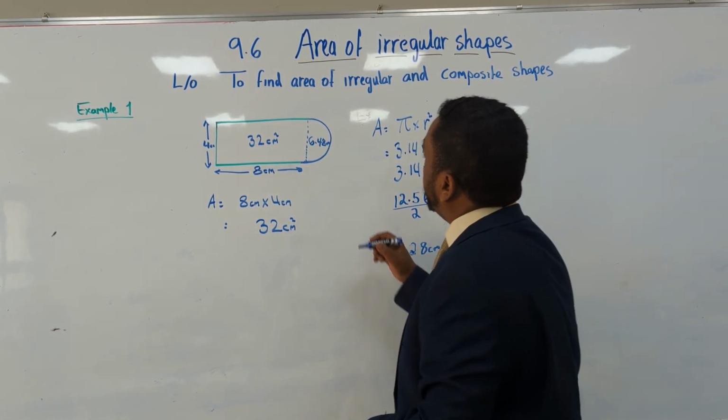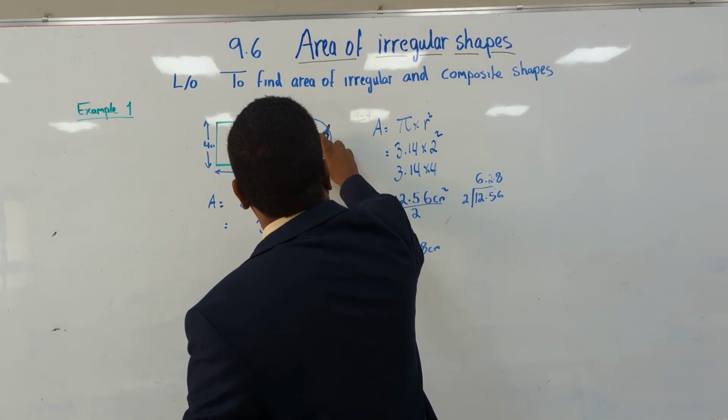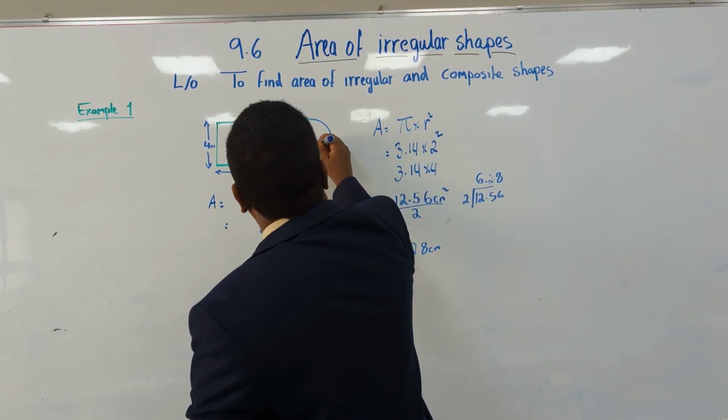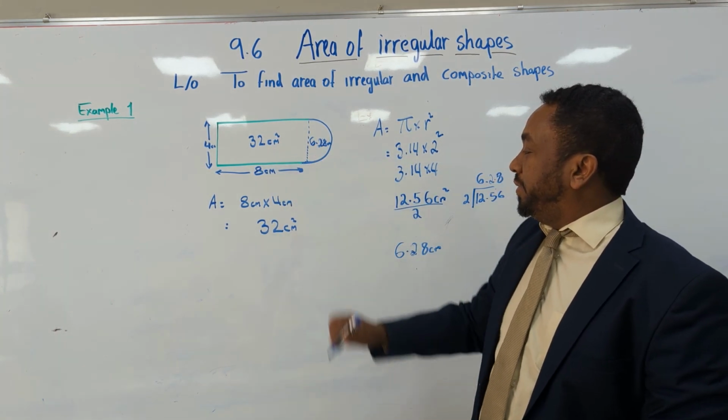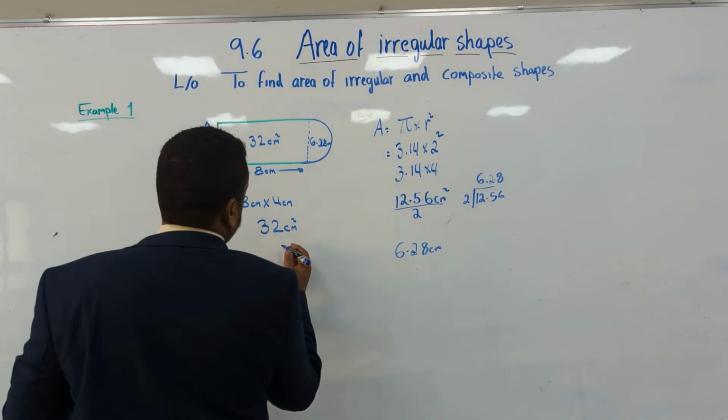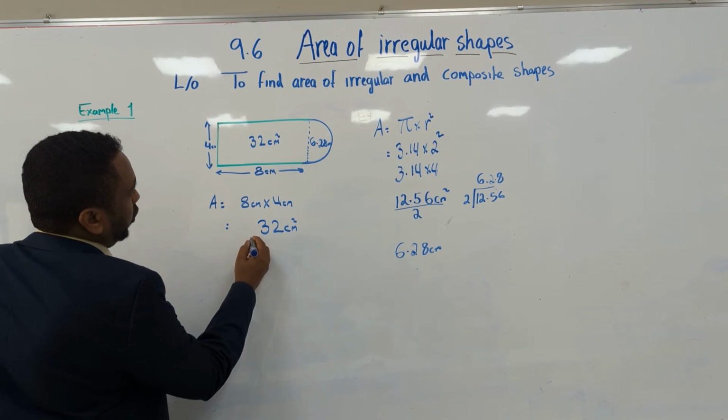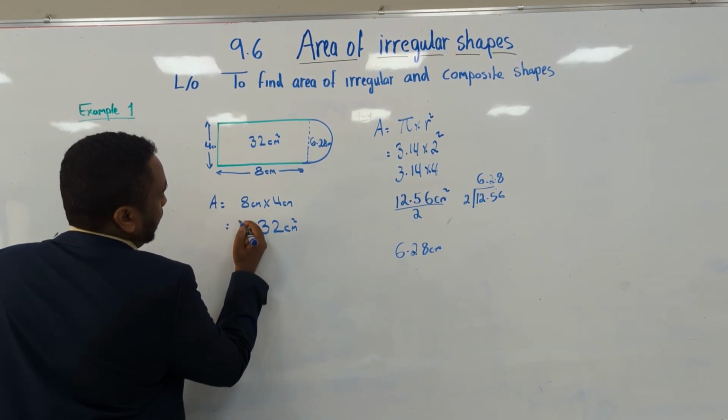Right. 6.28. So here we have 28. To get the full amount, we have to add it together. Now we need to add this plus this. What would that give us? 32. So 6.50.